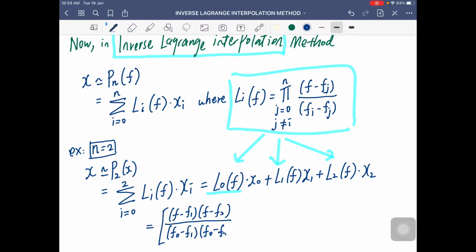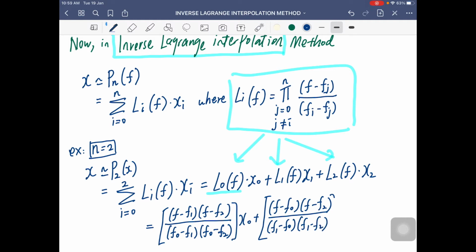Alright, and then we multiply with x naught, and then plus the second Lagrange term, which is (f minus f naught) times (f minus f1), and in the above part we cannot minus with ourselves. That means if i equals 1, we cannot minus with f1. So below here is (f1 minus f0) times (f1 minus f2), and then you times your x1.